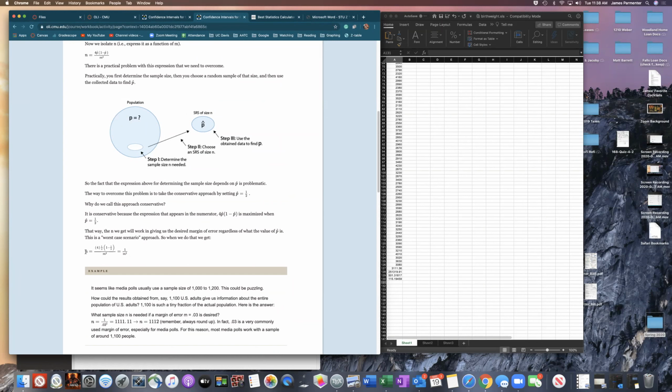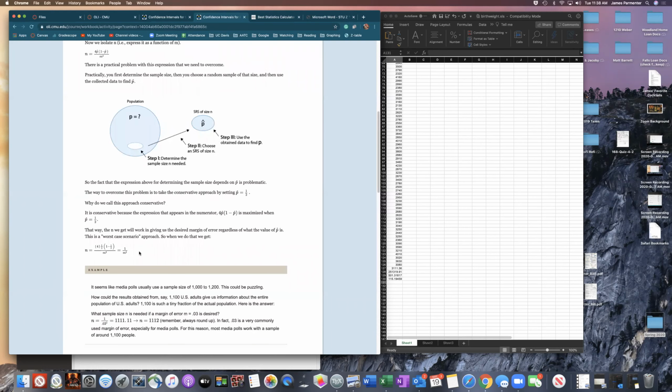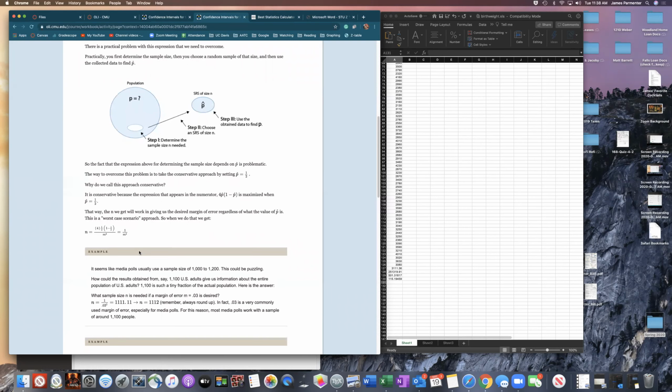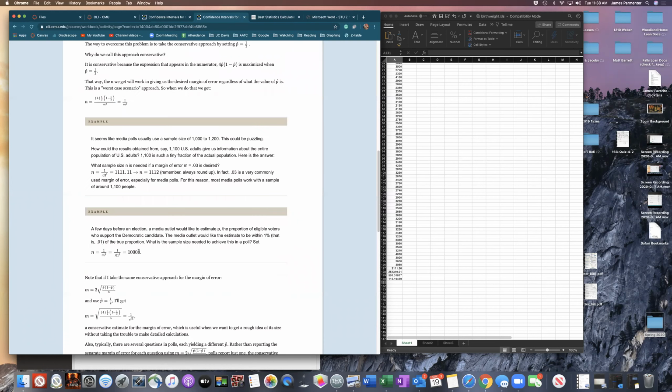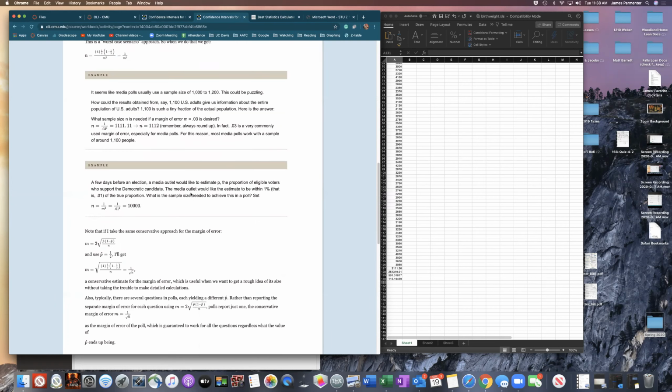So you can maximize this value. You can find the biggest sample size needed, based on the margin of error you want, by just doing 1 divided by your margin of error squared. So that's not unuseful. Yeah, I kind of like that. I'm sure I knew that once upon a time.